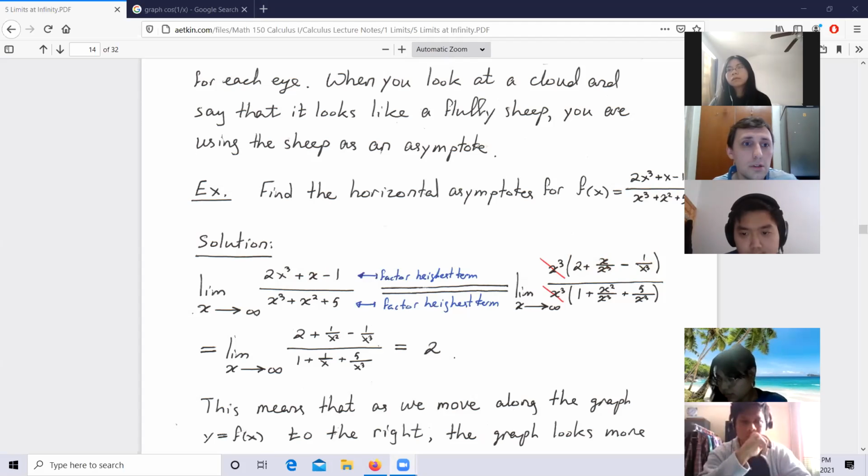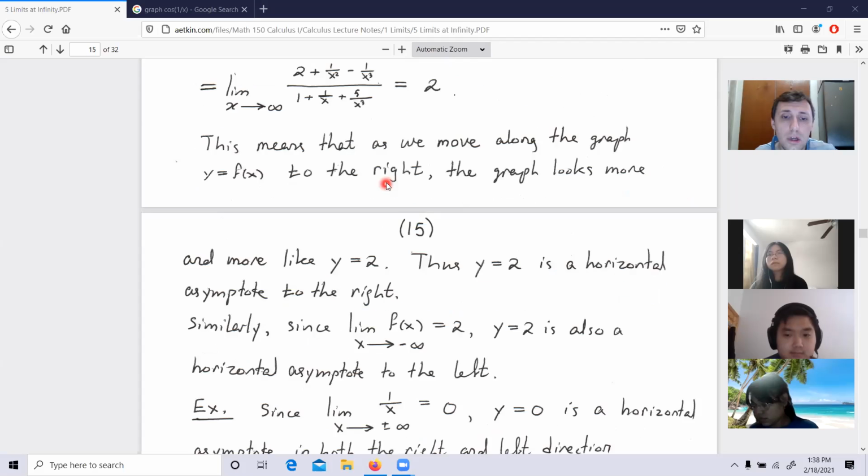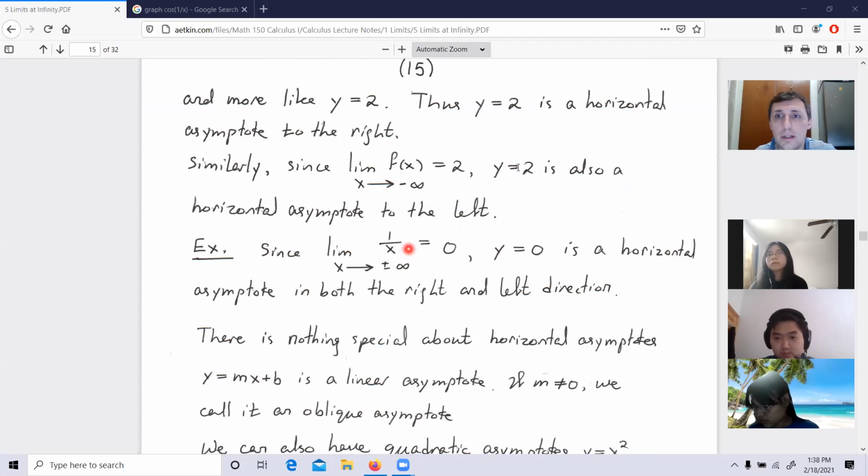Good? So you just pretty much write the x cube out, and then in parentheses, you write every term divided by what you factored out. That's as much as you do. Now, obviously, there are horizontal asymptotes of this form. 1 over x, if you push x to plus or minus infinity, it will be 0, which means y equals 0 is your horizontal asymptote for functions of the form 1 over x.